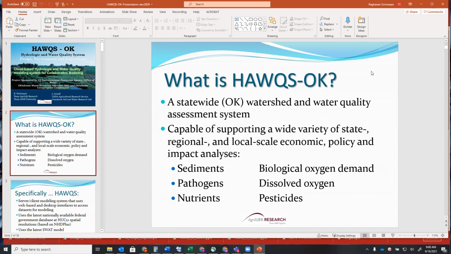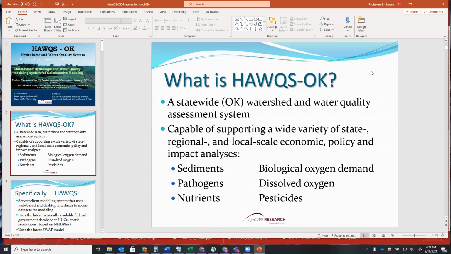You should be able to build a model anywhere in Oklahoma and start analyzing the results, whether that's a land use change, climate change, or land management issues, or you want to look at water utilization or water use, or point source matters. Any of those is possible with the HAWQS platform.